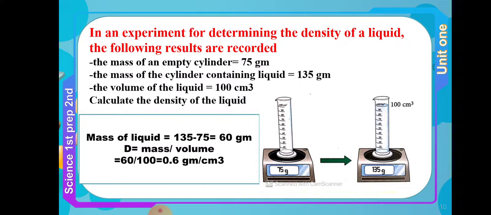So we know how we calculate the mass of the liquid. First, we calculate the mass of the empty cylinder. Then we calculate the mass of the cylinder containing the liquid. Then we subtract the mass of the empty cylinder from the mass of the cylinder containing the liquid.